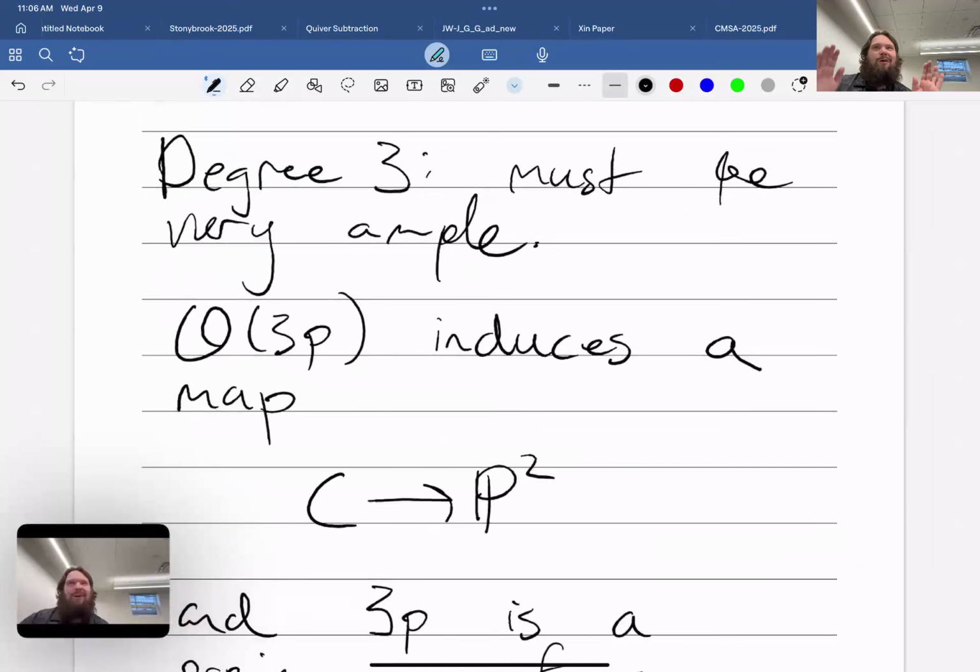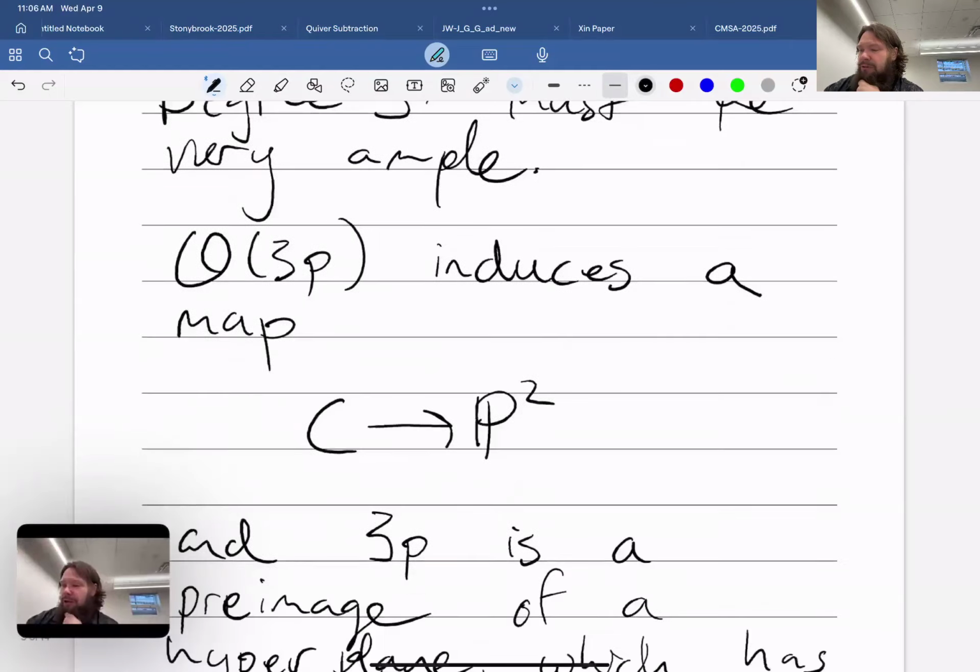So, I swear I'm almost done with genus 1 things. There's one more particularly important degree to consider, which is degree 3. What Riemann-Roch tells us is that the degree 2 ones definitely weren't very ample. They gave me a map to P1 and that map was not an isomorphism. But by Riemann-Roch, once I get to degree 3, then I'm very ample.